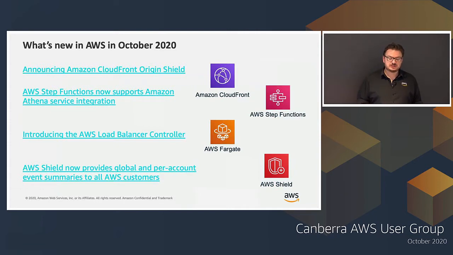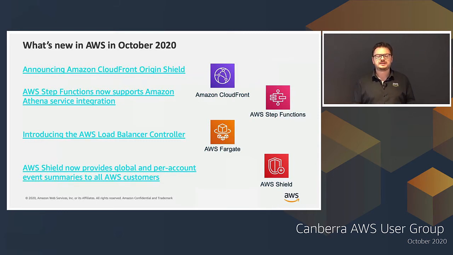Next, AWS Step Functions now has support for Amazon Athena. This is two of my favorite serverless services, so I was always going to make sure this one made the cut this month. Step Functions, for those who haven't heard of it, is essentially our managed workflow service, a state manager service, where you can define a business process flow and different steps that will take place in sequence and parallel and with conditional logic.